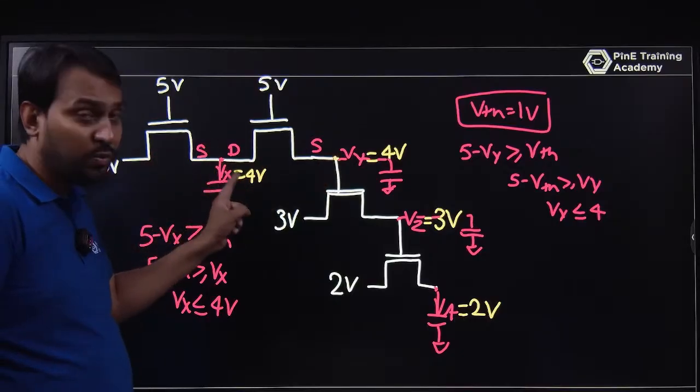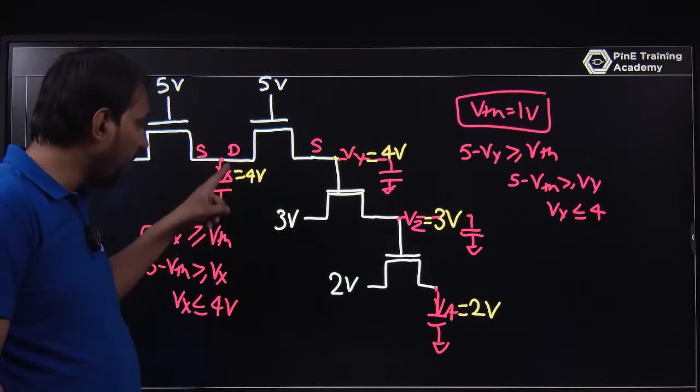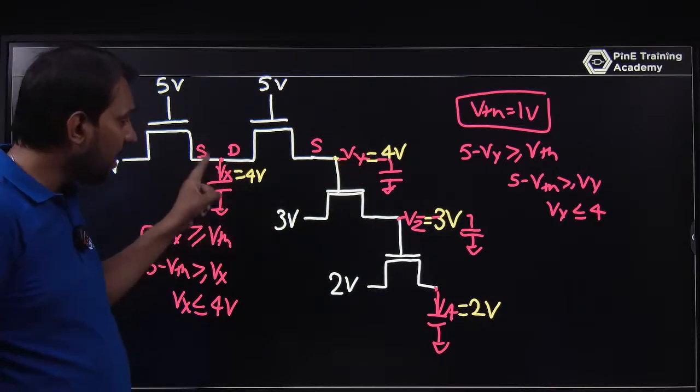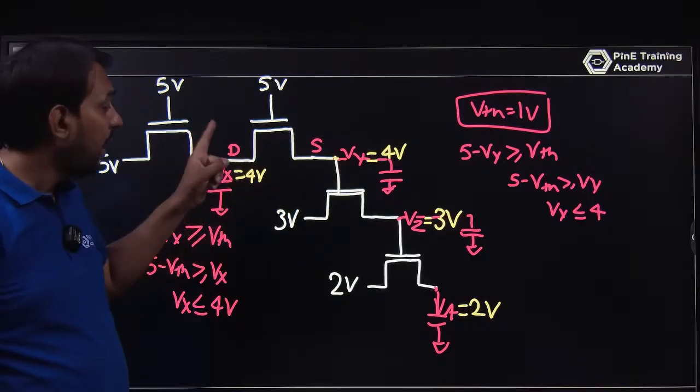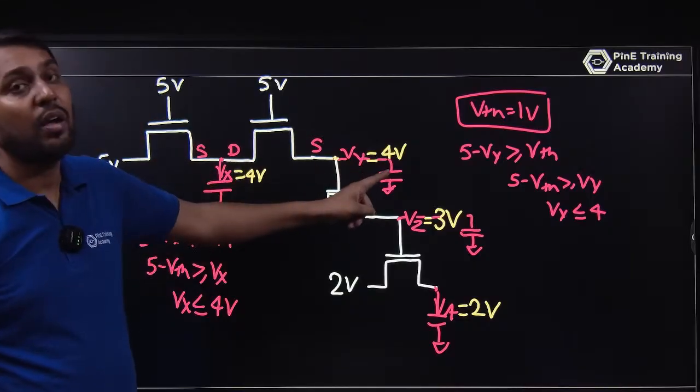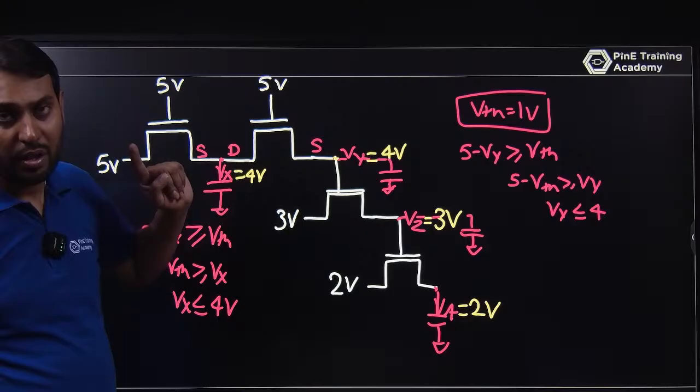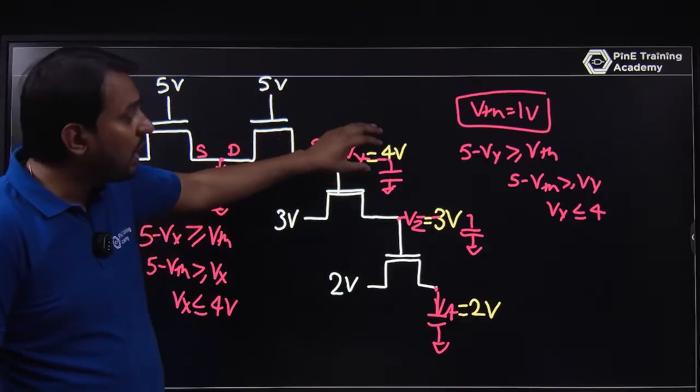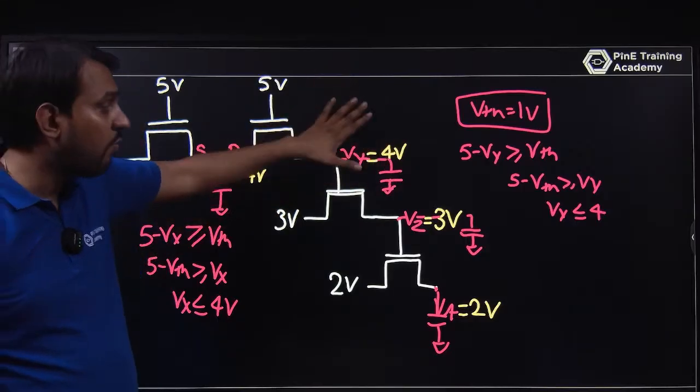If it is 3 volt, it can be 3 volt. If it is 2 volt, it can be 2 volt. If it is 1 volt, it can be 1 volt. If it is 6 volt, then it will be 4 volt only. So the maximum voltage of Vy is what? 4 volt. The maximum voltage is 4 volt.